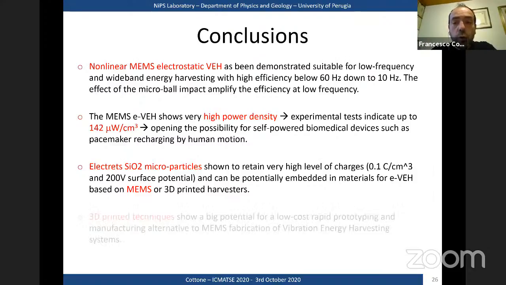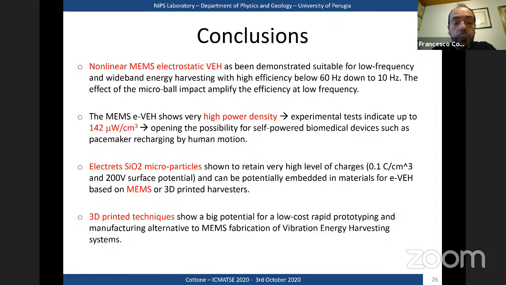And then I'll show you also some recent advancement in 3D printed techniques, and the 3D printed techniques show a very big potential for a low-cost prototyping and manufacturing that is alternative to classical MEMS fabrication. So this is very important also in order to transfer this technology to real world, to the industry, and to the market. So we are very looking forward to improve our research on this field.